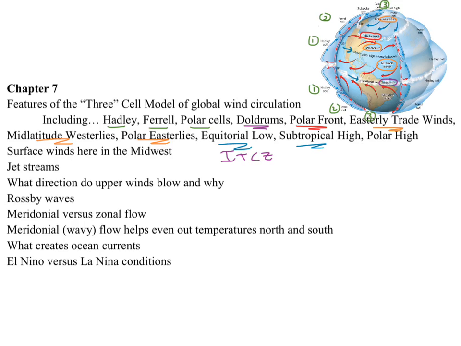And then we have the polar high, which is actually at the poles at 90 degrees. Basically, air is descending there. Very good. Then we have surface winds here in the Midwest, the mid-latitude westerlies, right? We're in the Ferrel cell, mid-latitude westerlies.